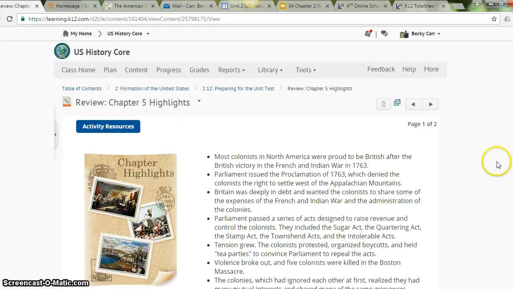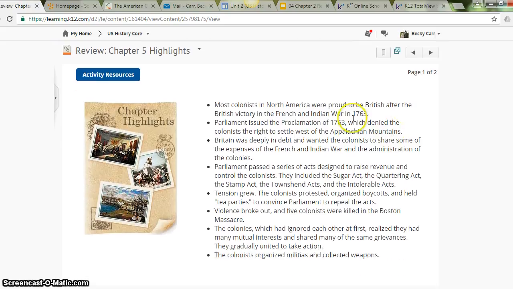Okay, let's go through the chapter highlights. So some of the highlights from Chapter 5. Most colonists in North America were proud to be British after the British victory in the French and Indian War in 1763. Parliament issued the Proclamation of 1763, which denied the colonists the right to settle west of the Appalachian Mountains. Britain was deeply in debt and wanted the colonists to share some of the expenses of the French and Indian War and the administration of the colonies. Parliament passed a series of acts designed to raise revenue and control the colonists. They included the Sugar Act, the Quartering Act, the Stamp Act, the Townshend Acts, and the Intolerable Acts.